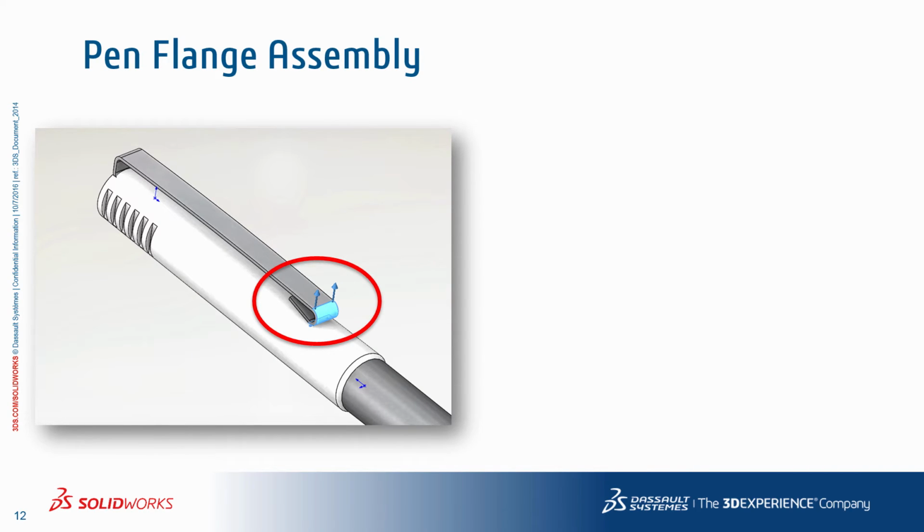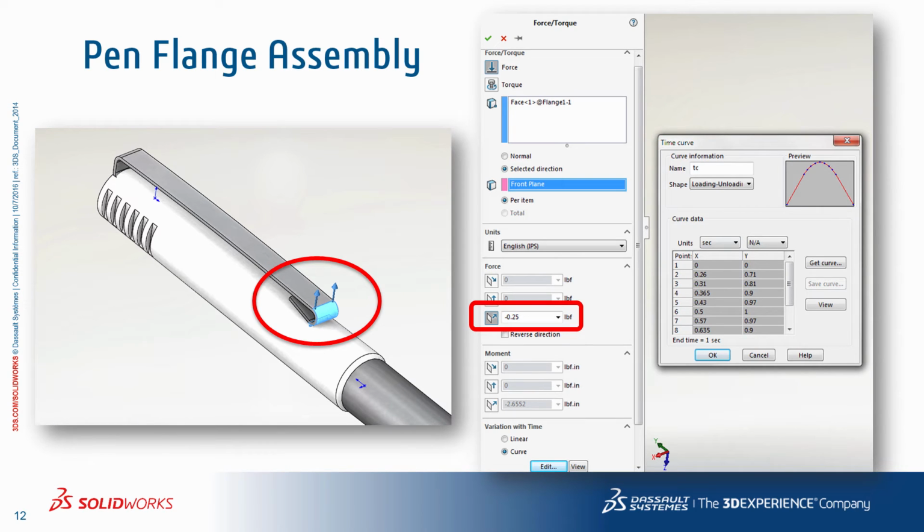To illustrate the material nonlinearity, let's take a look at this pen assembly. We want to analyze the flange by pulling it on one end with a 0.25-pound load as shown. We want to release the load to see how the structure responds to a linear material and a nonlinear material model. The loading and unloading behavior can be easily accommodated in SOLIDWORKS Simulation nonlinear setup by associating the load with the time curve as shown.